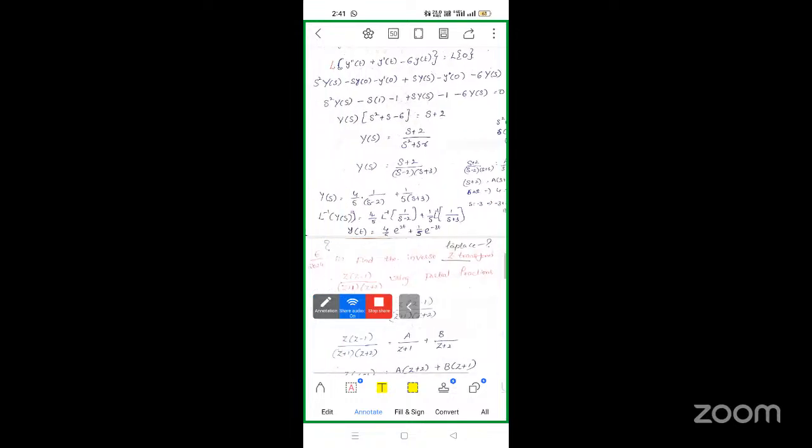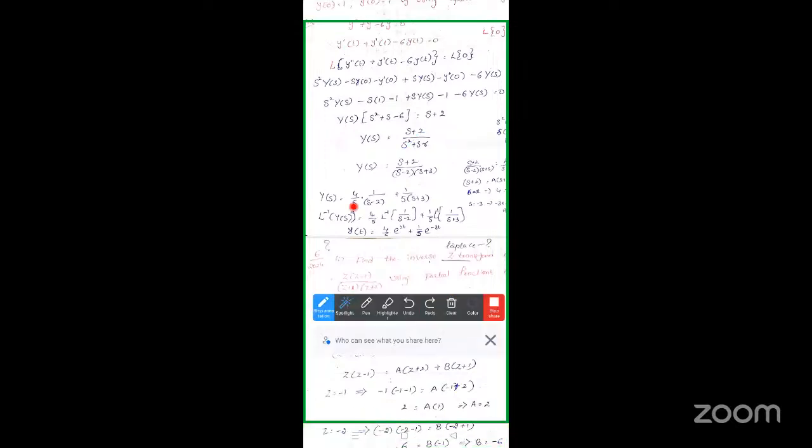So substituting here, Y of s is equal to A, which is 4 by 5, into 1 by (s minus 2), plus B, which is 1 by 5, into 1 by (s plus 3). Taking inverse Laplace transform on both sides, L inverse of Y of s is equal to 4 by 5 (constant) L inverse of 1 by (s minus 2) plus 1 by 5 L inverse of 1 by (s plus 3). L inverse of Y of s is nothing but y of t. So y of t is equal to 4 by 5 e power 2t plus 1 by 5 into e power minus 3t. So this is the second answer by using Laplace transform.